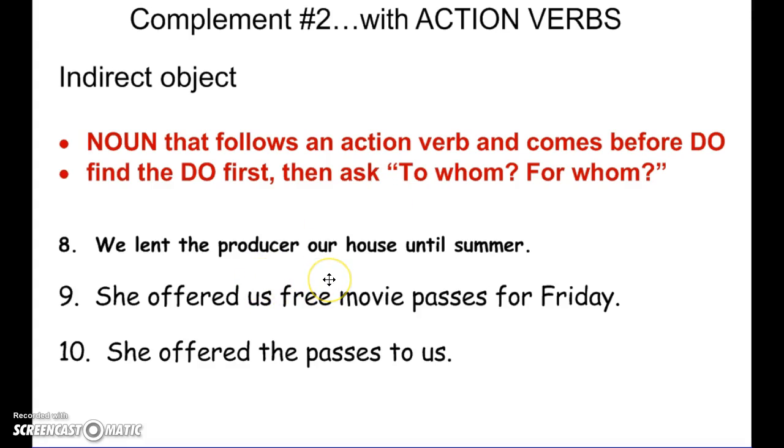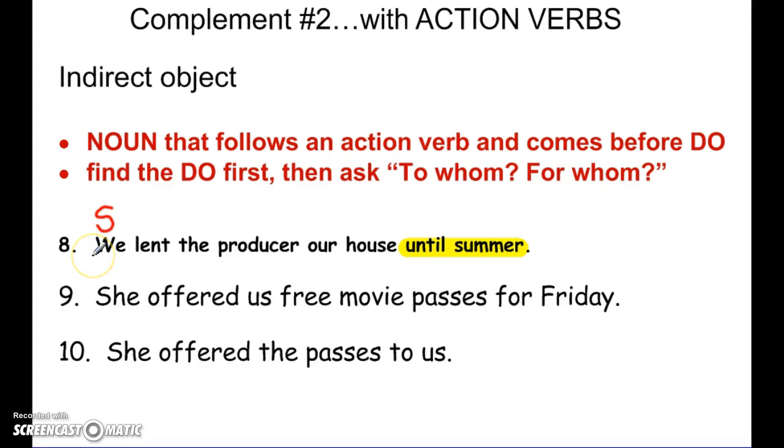We lent the producer our house until summer. We always start by looking for any extra phrases we can get rid of, and I see a preposition until. Until what? Until summer. So now that I get rid of that, I'm left with we lent the producer our house. The subject in the sentence is we.